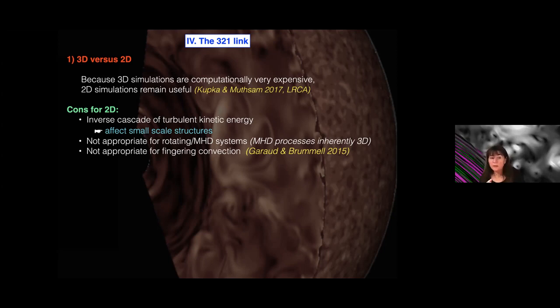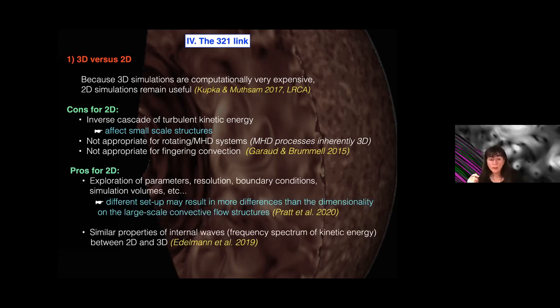Also, 2D is certainly not appropriate when you break the symmetry, like in rotating systems or MHD systems. And obviously, MHD processes are inherently 3D. And 2D is not appropriate either for fingering convection, as shown recently by Pascal Garaud and Nick Brummell, because for fingering convection what is very important is dissipation at the small scales.